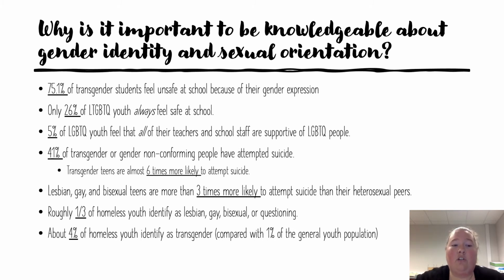41% of transgender or gender nonconforming people have attempted suicide. Transgender teens are almost 6 times more likely to attempt suicide than their non-transgender peers. Lesbian, gay, and bisexual teens are more than 3 times more likely to attempt suicide than their heterosexual peers. Roughly 1/3 of homeless youth identify as lesbian, gay, bisexual, or questioning. About 4% of homeless youth identify as transgender, compared with 1% of the general youth population. So let those statistics sink in.